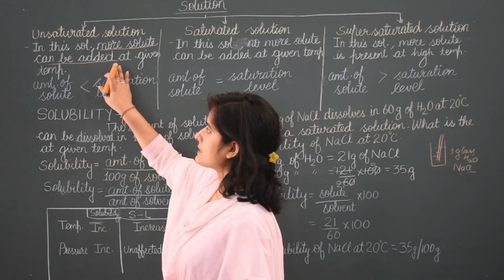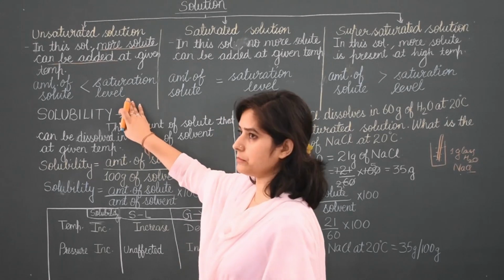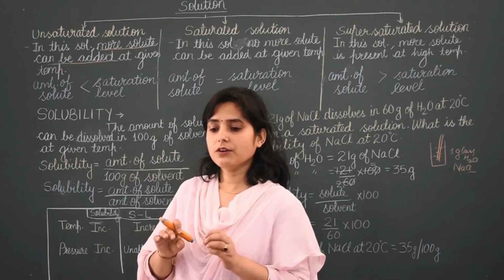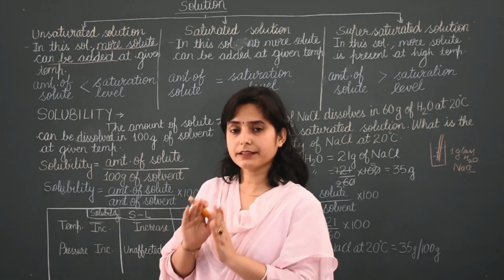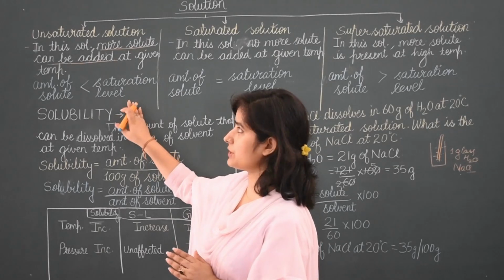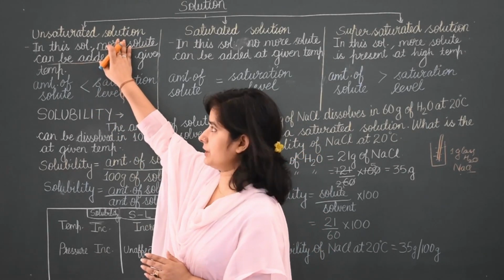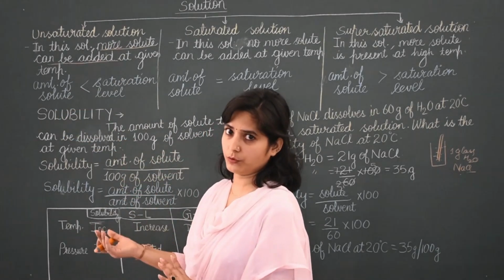In this case, the amount of solute will be less than the saturation level. Saturation level is the point when solute cannot be dissolved any more. At that point, that is called the saturation level. That means in an unsaturated solution, solute is less. We can add more and more and more.